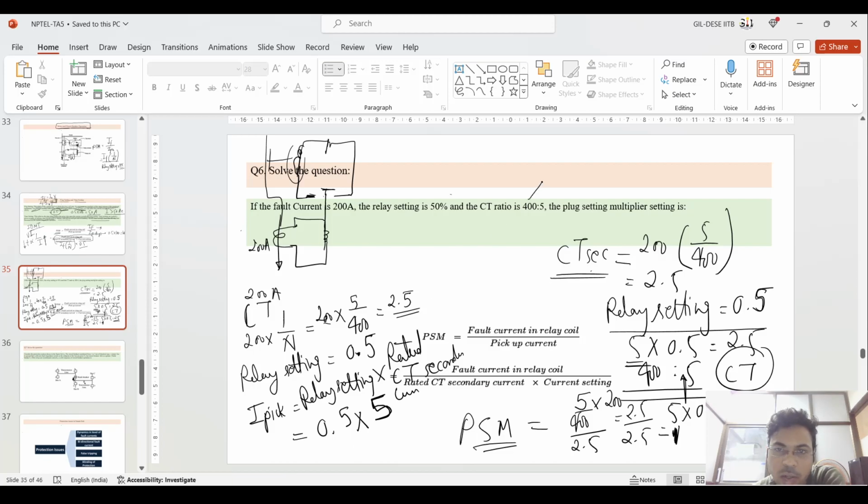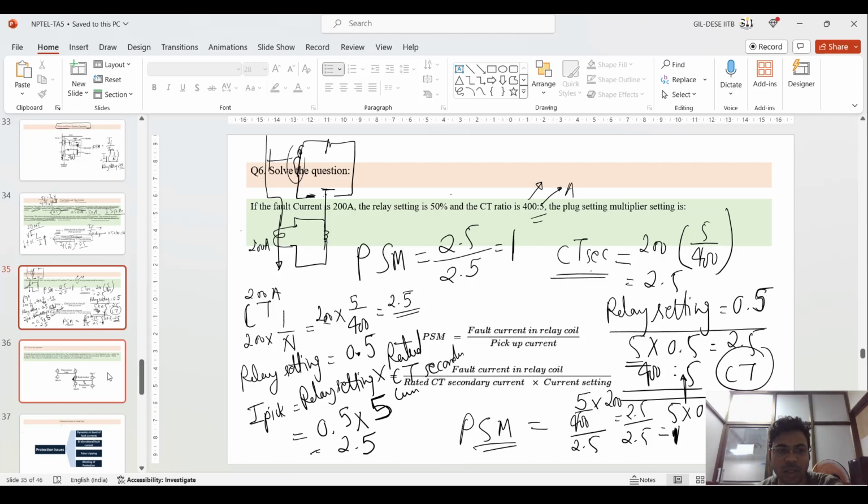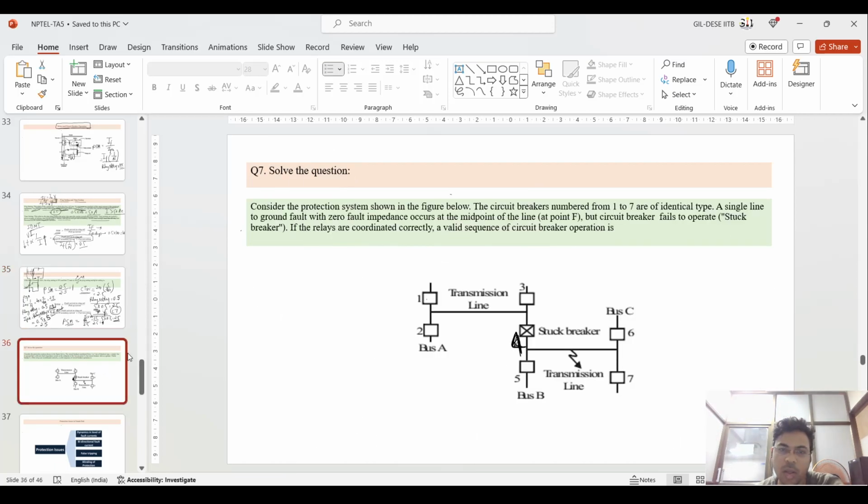What is the relay setting? It is 0.5. The rated secondary turn is 5, because this is 400 amps and 5 amps of current will flow in the 5 turns. The pickup current is 2.5. So what will the PSM be? PSM will be this 2.5 which is transferred to the secondary, and the initial setting is already at 2.5. So PSM will be 1. This is the basic concept.